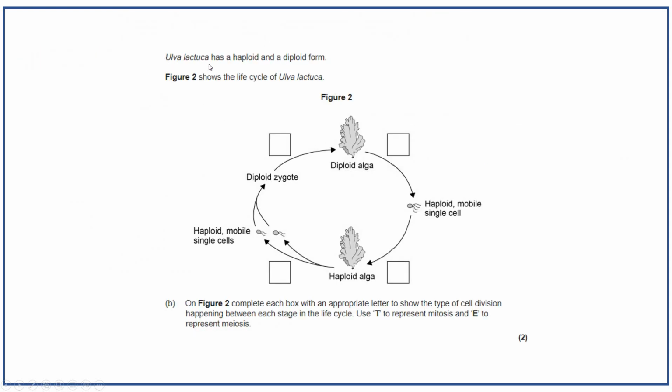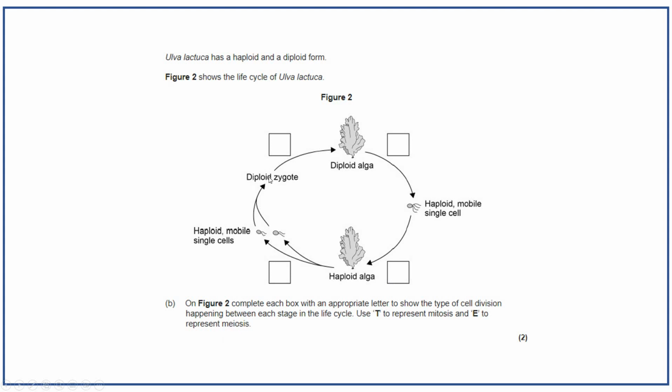Next question, Ulva lactuca has a haploid and a diploid form. Figure 2 shows the life cycle of Ulva lactuca. On figure 2, complete each box with an appropriate letter to show the type of cell division happening between each stage in the life cycle. Use T to represent mitosis and E to represent meiosis.